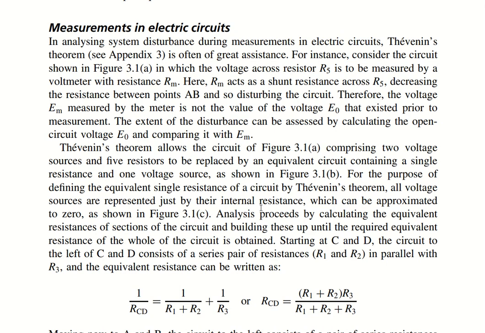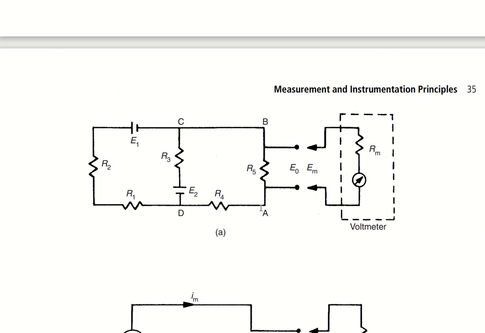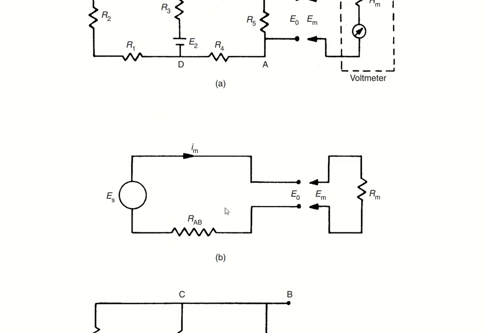And what does Thevenin's theorem do? It allows the circuit, which you can see in the image, that comprises two voltage sources and five resistors, to be replaced by an equivalent circuit which will contain only a single resistance and a single voltage source, right? Something like this. It consists of a single voltage source and a single resistance only.